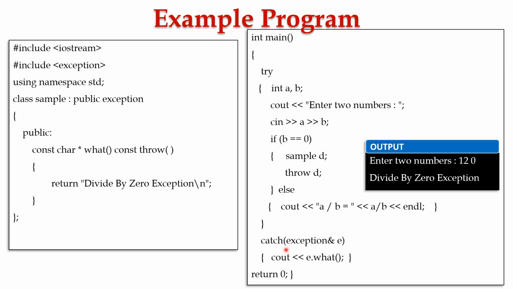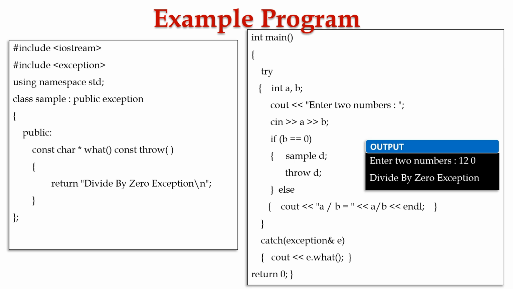Now the control moves to the catch block. The catch block receives the object D and executes the cout statement, which invokes the e.what function. Now control moves to the class sample since the object D belongs to the class sample. In class sample, it executes the what function and returns the message divide by 0 exception to the user as shown in the output. Then control moves to the main function. It executes the return 0 statement, which specifies the successful execution of the code.